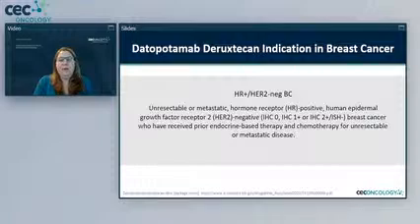So Dato-DXd received an indication for unresectable or metastatic hormone receptor positive, HER2 negative breast cancer in patients who have received prior endocrine-based therapy and chemotherapy for unresectable or metastatic disease.